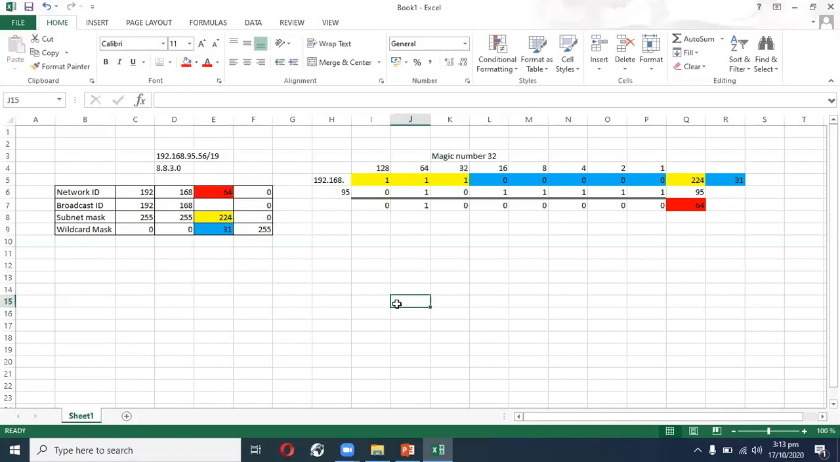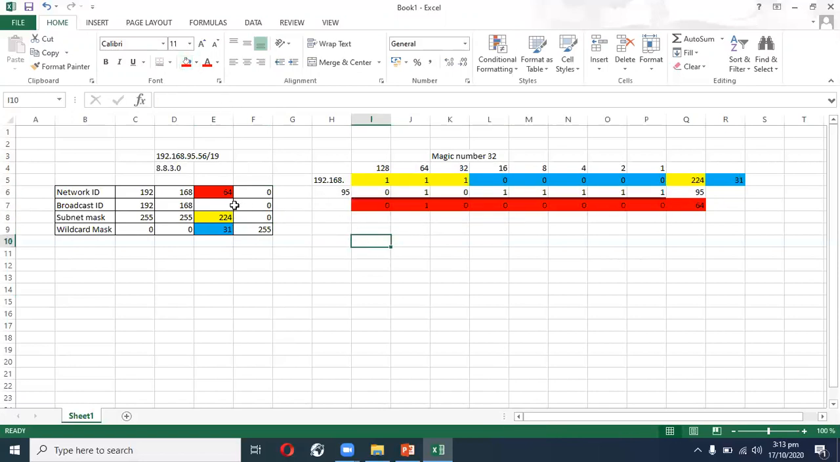This technique applies to any ID, any class, any IP, you can apply the same technique. You will never get it wrong. So now let me make this red also.